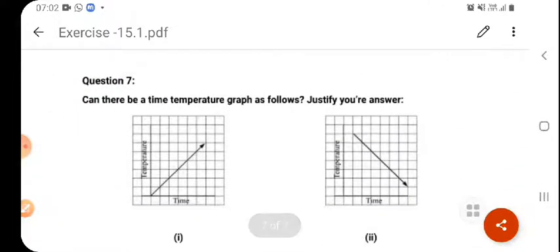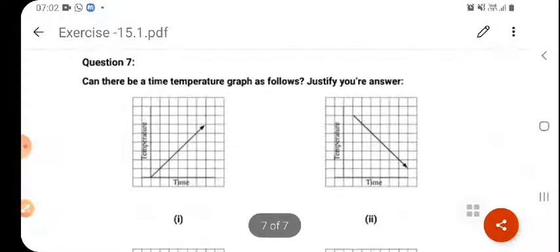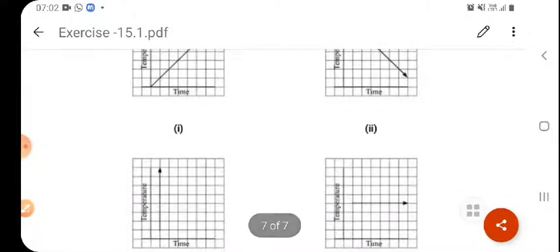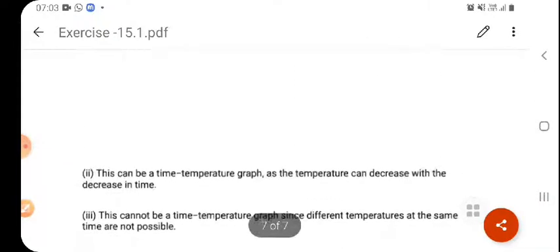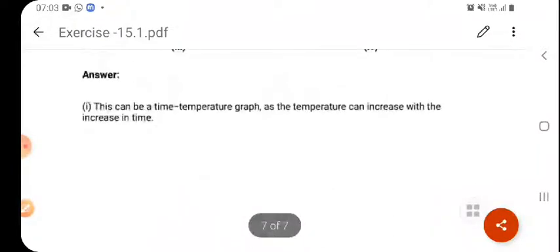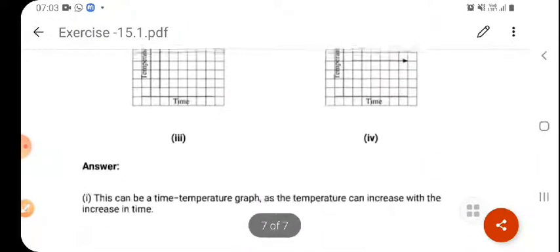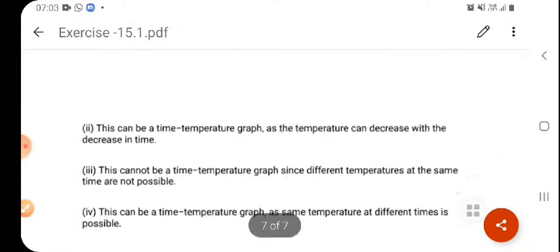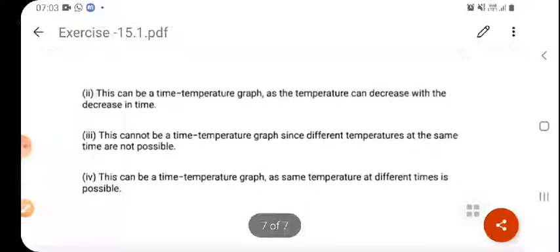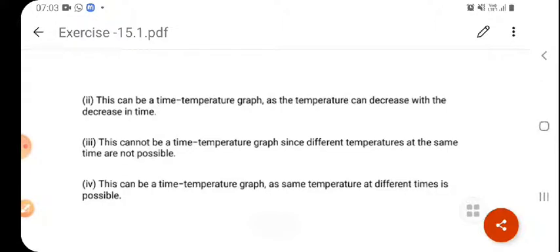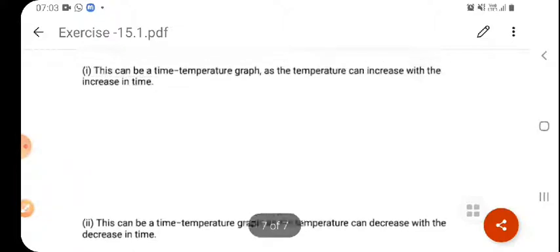Can there be a time temperature graph as follows? Justify your answer. This can be a time temperature graph if the temperature increases with the increase in time. The temperature can also decrease with the decrease in time. The third one shows different temperatures at the same time, which is not possible. So only the third one is not possible. The first two can be possible time temperature graphs.